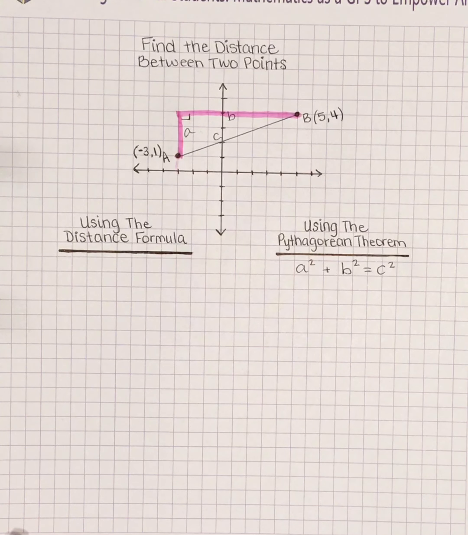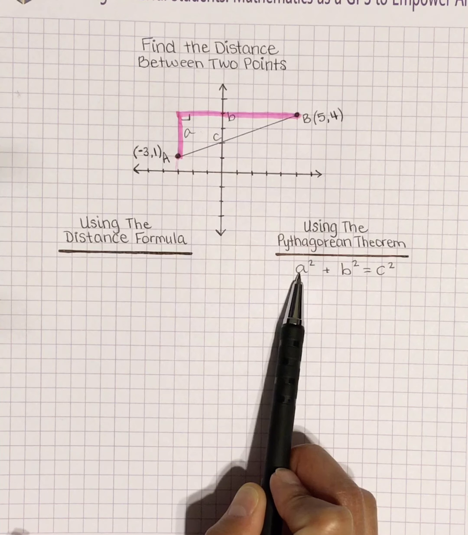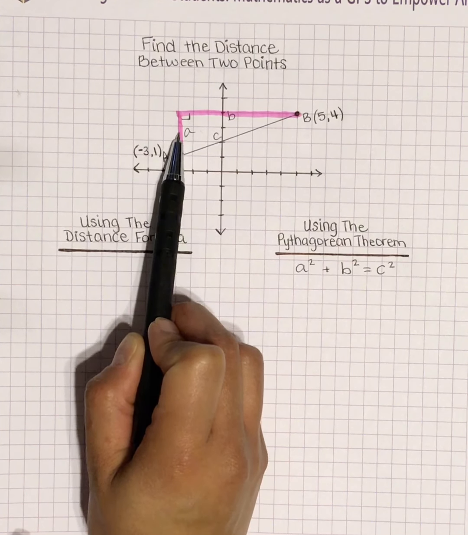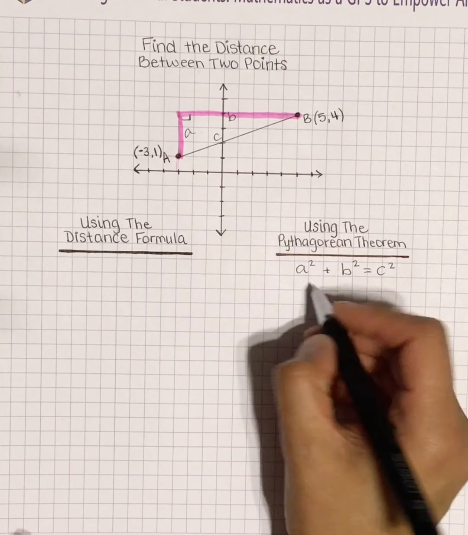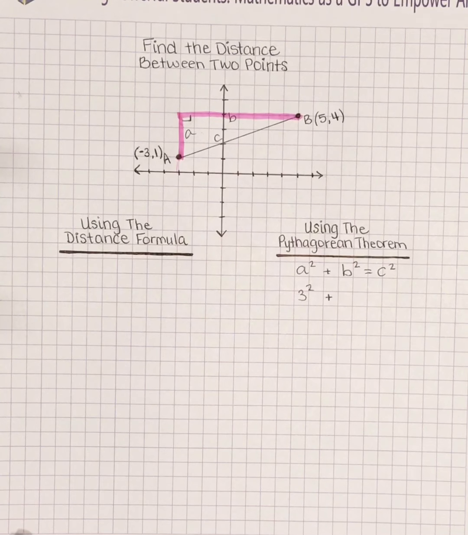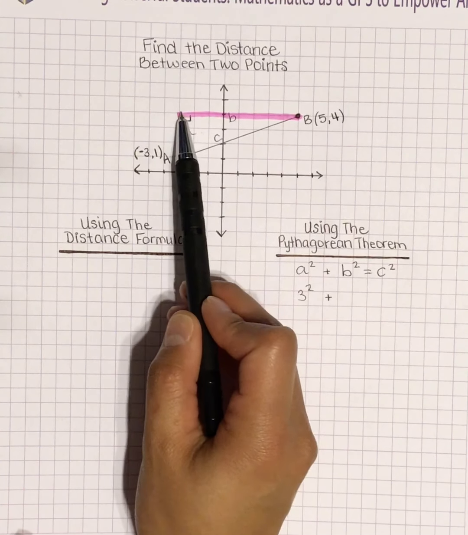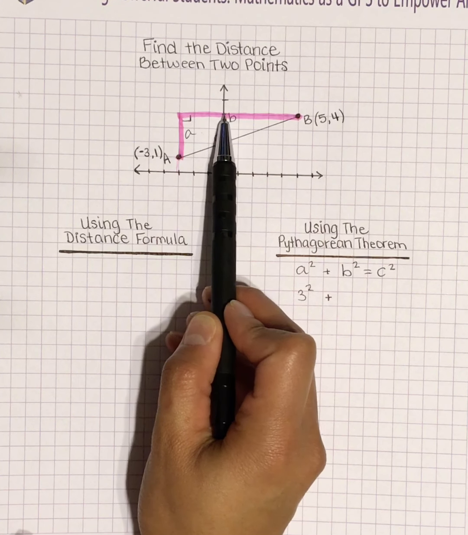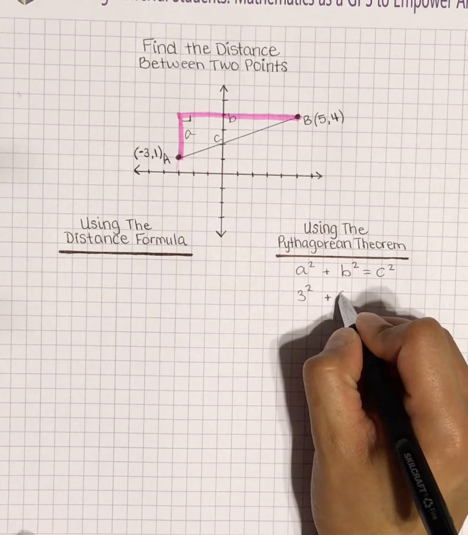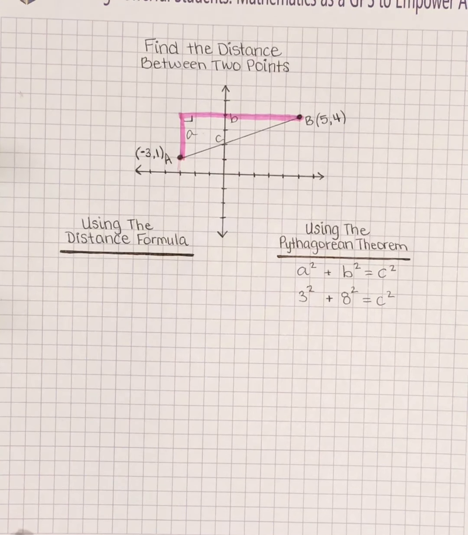So I had to draw my own triangle, and then I'm just going to count. How much is A? You can literally count it right on the graph. A is 1, 2, 3. A is 3, so this is actually 3 squared. Now count B. B is this leg right here, and I can count it from my graph: 1, 2, 3, 4, 5, 6, 7, 8. So this is 8 squared equals c squared.